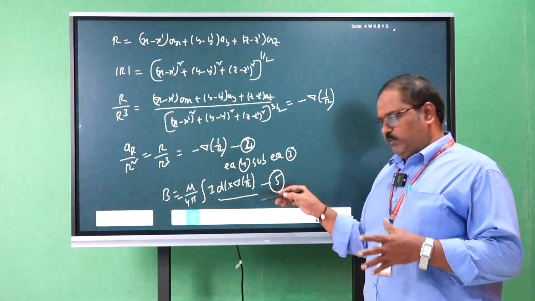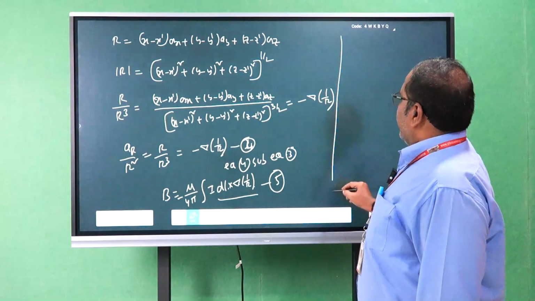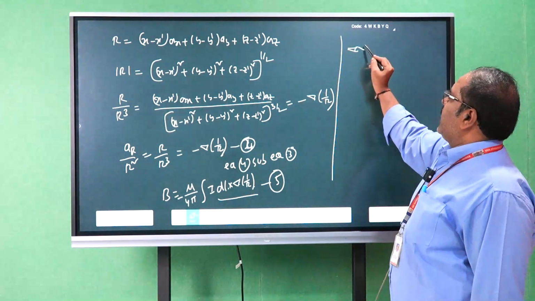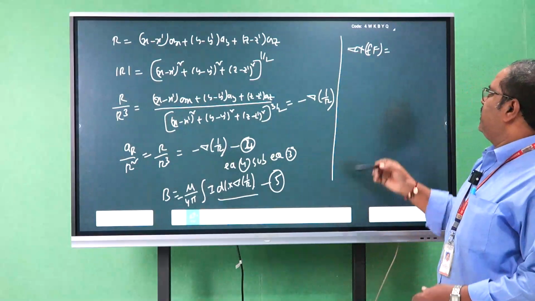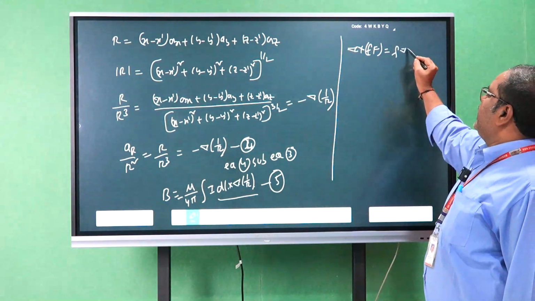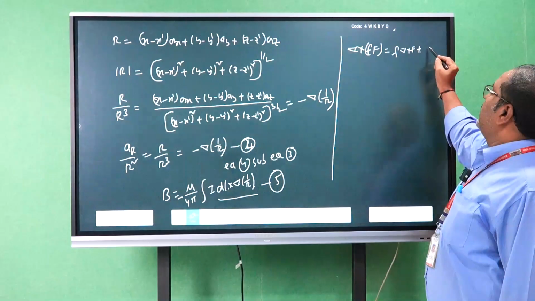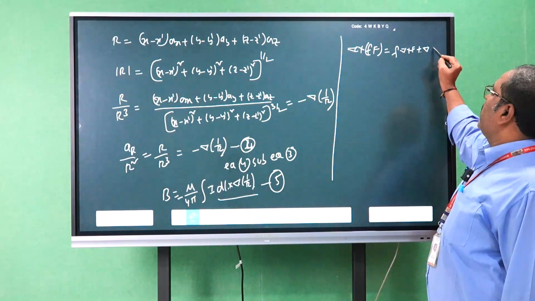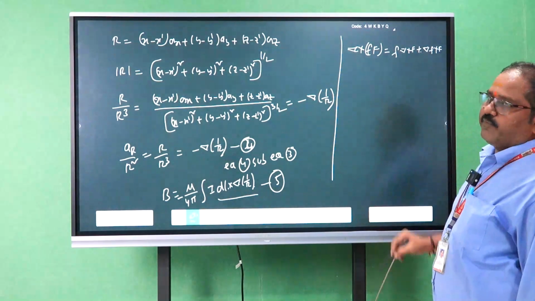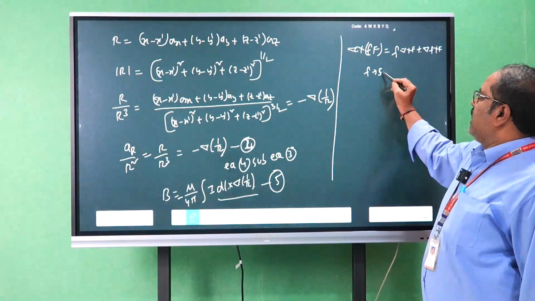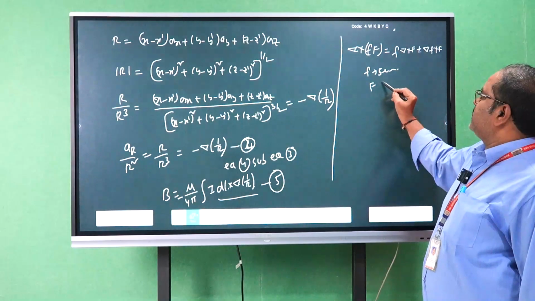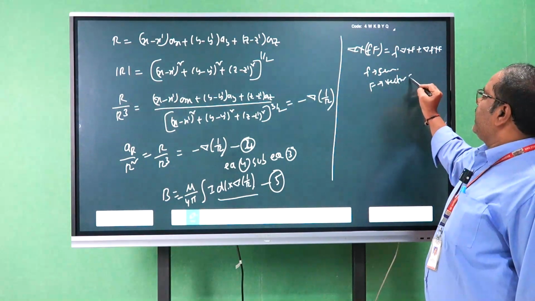Very, very important. You have to substitute this according to a vector identity. What is the formula for del cross f F? It is f del cross capital F plus del f cross capital F, where f is a scalar quantity and capital F is a vector quantity.